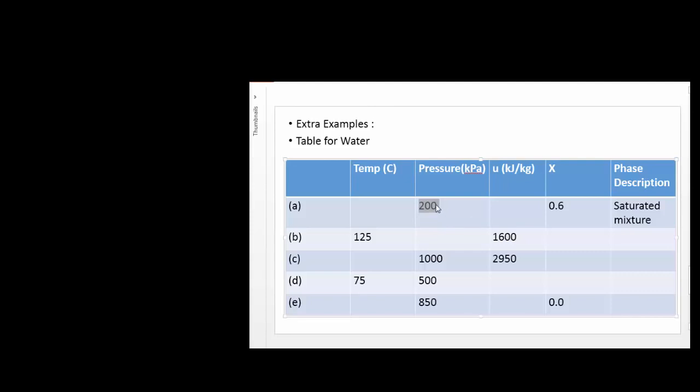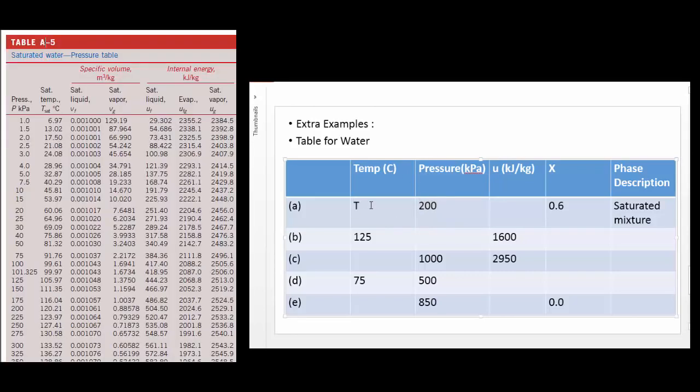Table A5, we know that if something is in the saturated mixture, the temperature must be the saturation temperature, which is equal to 120.21 Celsius. And the internal energy is using the formula, which is 504.5 plus 0.6 times 2024.6, 1719.27. So next step.